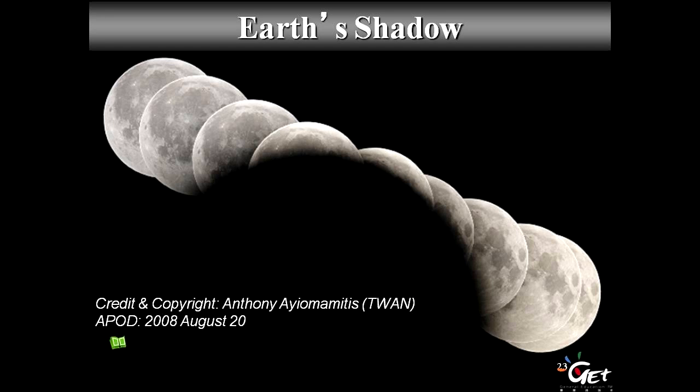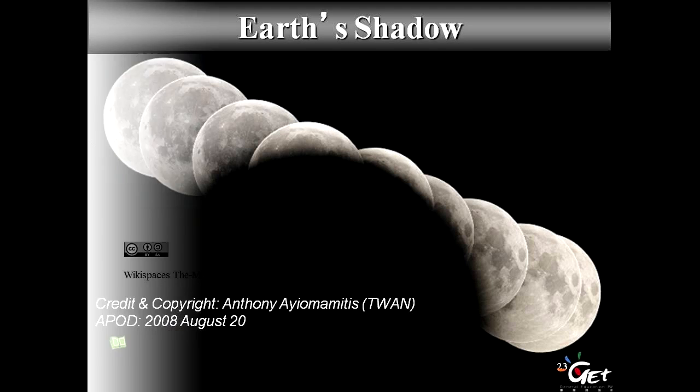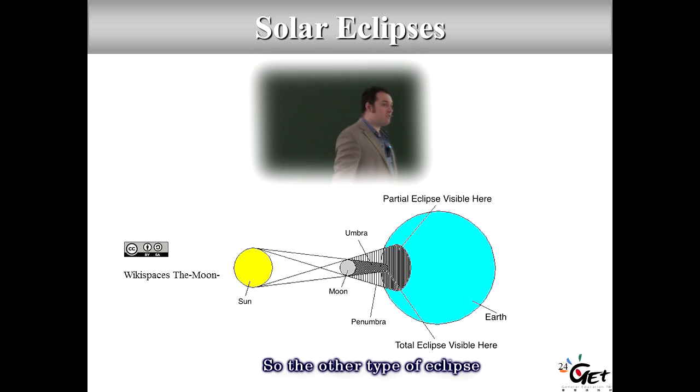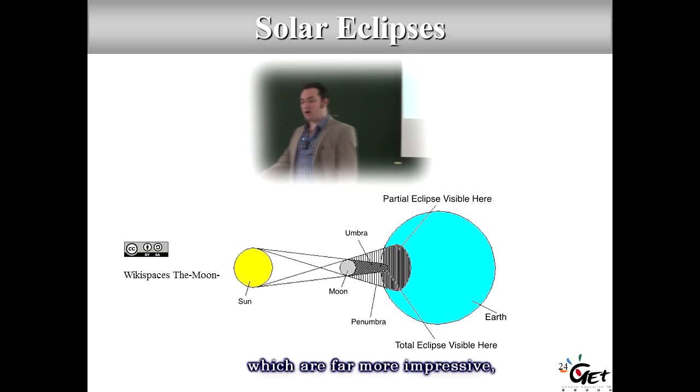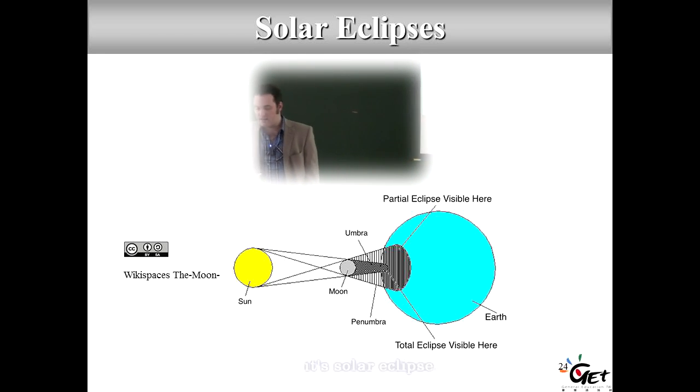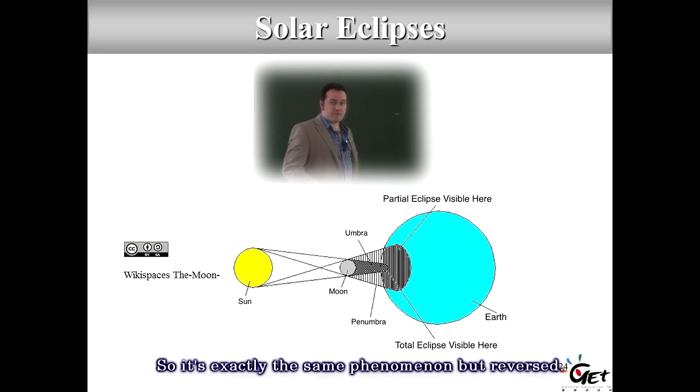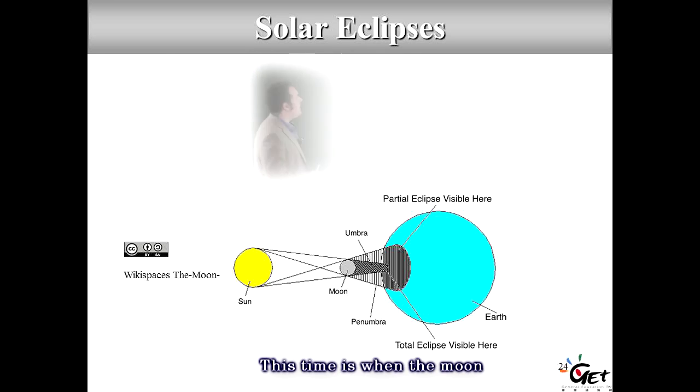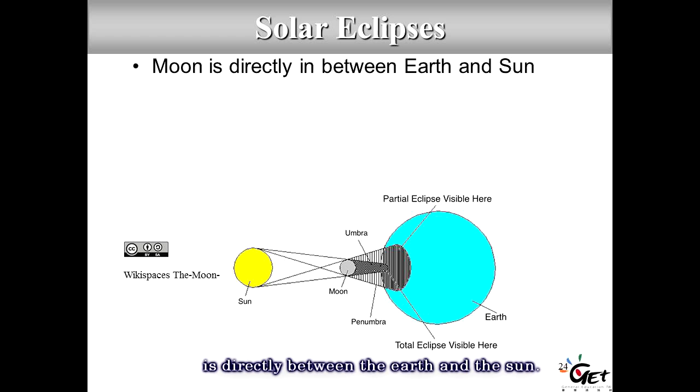All right? So this happens quite often. Every time you see a red moon, it's an eclipse actually. So there is the other type of eclipse that is far more impressive. It's solar eclipse. They're a bit more rare. It's exactly the same phenomenon but reversed. This time is when the moon is directly between the Earth and the sun. So you have the same phenomenon of penumbra and umbra.